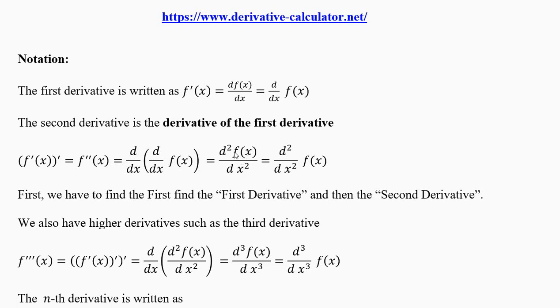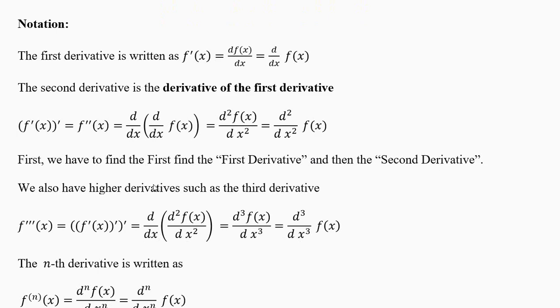Or you can write it like this: d square f by dx square. It's not a fraction, we just write it like a fraction. Or you can write it as a second order operator: d square by dx square operating on f of x. So there is no shortcut to find the second derivative directly. You always have to find the first derivative and then find the second derivative.